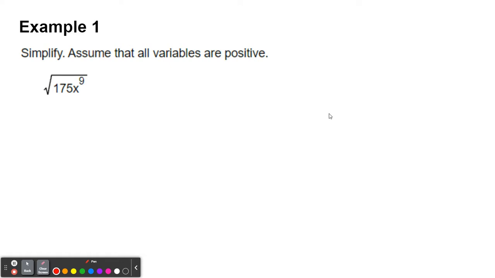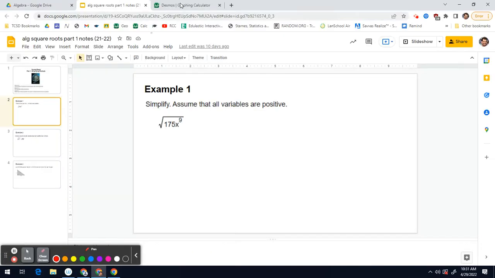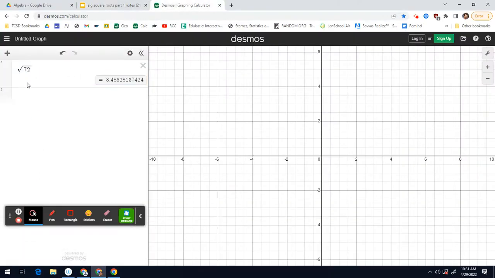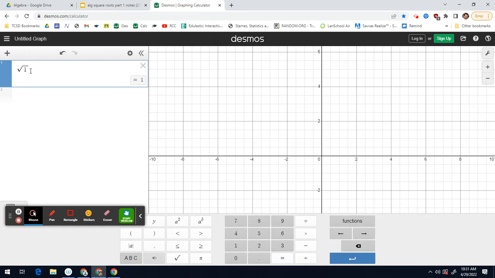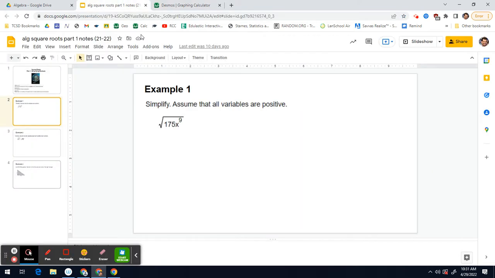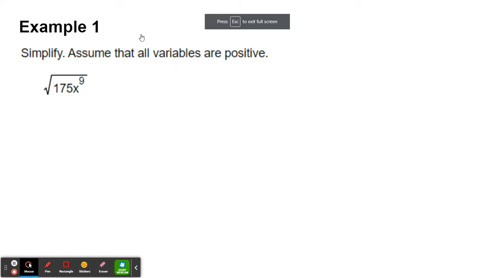So the first thing I would do is go ahead and take the square root of 175 and plug it in Desmos. So let's do that real fast. Let's make sure that it's not a perfect square. So right here, I'm going to go square root of 175. And it's not, it's a decimal. Bummer. So I'm going to come back here. I know I have to break that down. So I'm going to focus on the number first. So let's break down the 175 first.